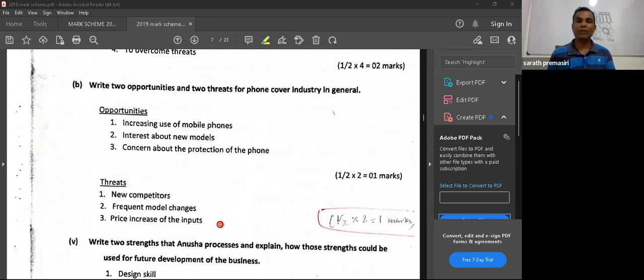Next one, frequent model changes. In the modern context, people tend to use new models always. Frequent model changes of phone covers. Every day, sometimes every week, people have a tendency to purchase new types of models.